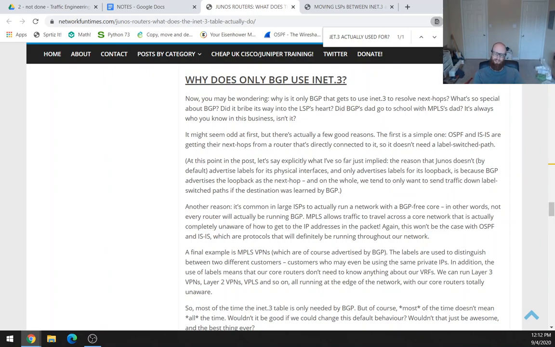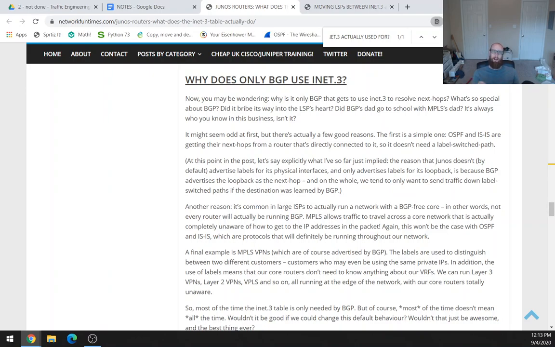What's so special? What's so special about BGP? Did it bribe its way into the LSP's heart? Did BGP's dad go to school with MPLS's dad? It's always who you know in this business, isn't it? It might seem odd at first, especially after reading that Juniper documentation. It's just completely dry, it's got me laughing.